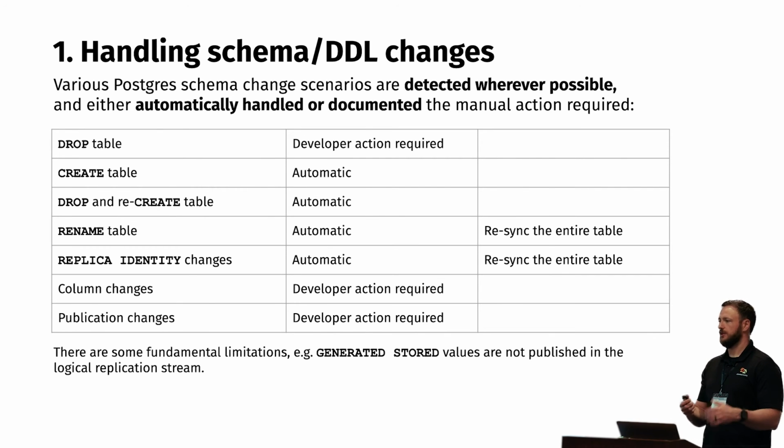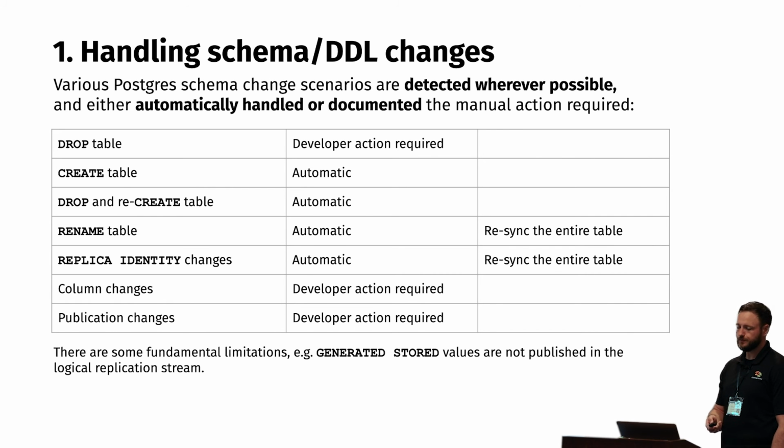And in 2 of the 4 that are detected automatically, we do resync the entire table. So for example, if the replica identity changes, we resync the entire table. There are some fundamental limitations as far as what we can do with the Postgres schema. For example, generated stored values are not published in the logical replication stream. But generally, this architecture works well and provides predictable behavior for the majority of cases.